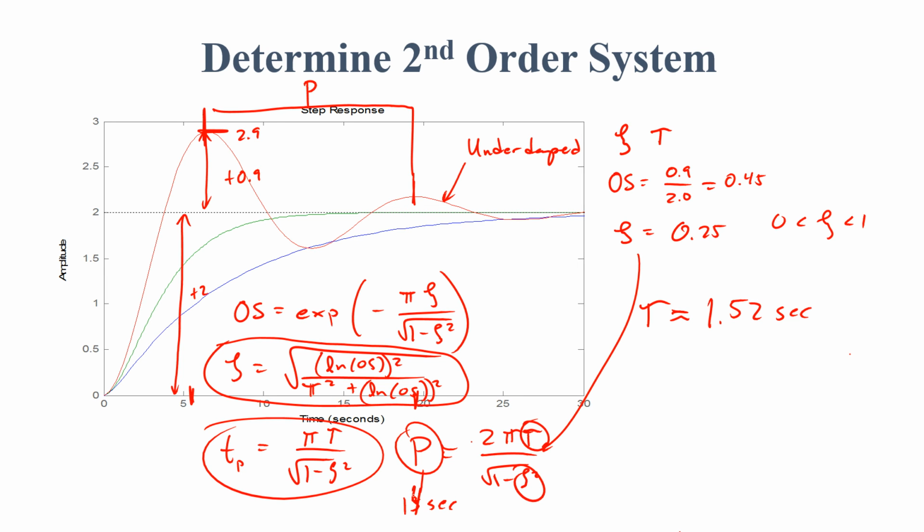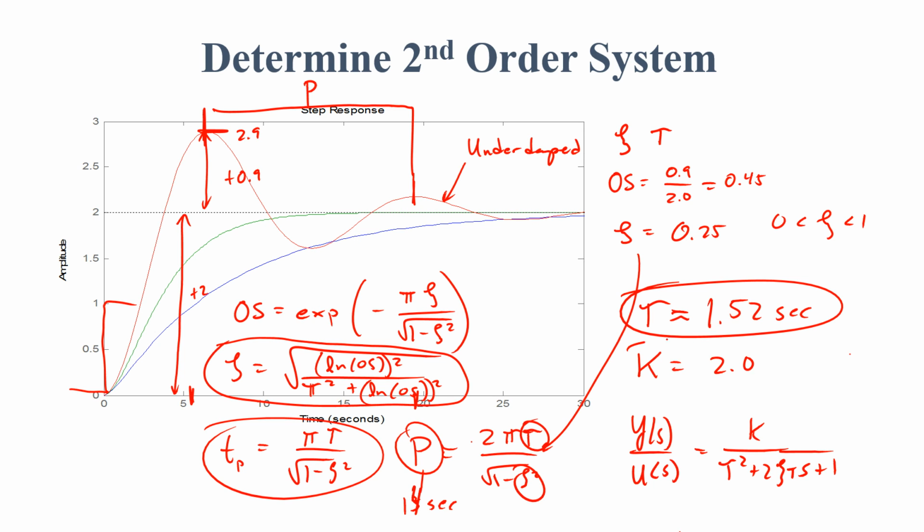Then our gain: let's say we had a step input of 1, then we know our gain for this is going to be equal to 2. Therefore our total transfer function, y of s over u of s, is going to be k over tau squared s squared plus 2 zeta tau s plus 1, plugging in the constants that we determined. So we are able to characterize this second order system graphically, coming up with zeta, tau, and k values just from the plot.